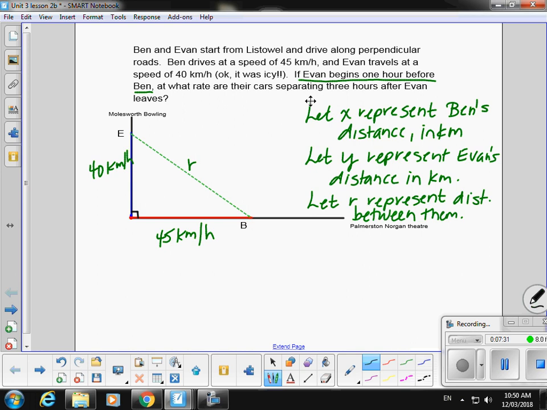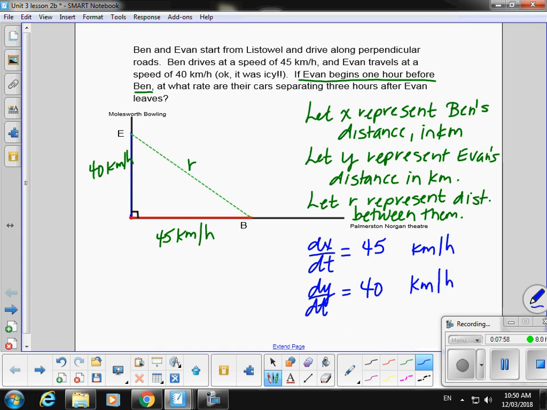So I know the rate of change of Ben. I know that he is driving 45 kilometers an hour, so I know dx/dt is 45. Okay. I know the rate of change of Evan. That's dy/dt, and it is 40 kilometers an hour. Okay, what else do I know? I know some distances.